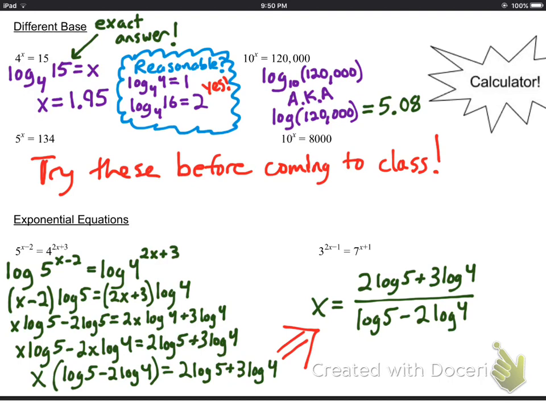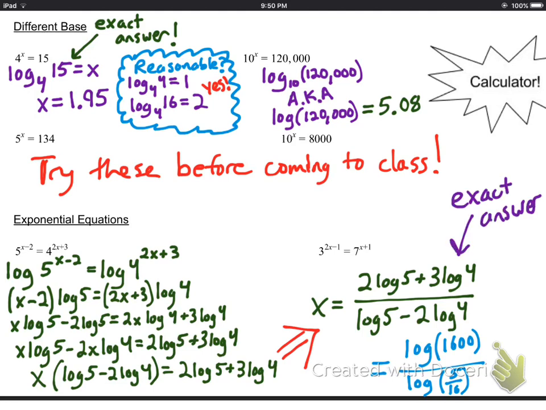Now there is a nicer way to write it. Again, using the log rules, we can condense this and make it a little prettier. Log of 1600 over log of the fraction 5/16. I'll leave it to you to see why those are equal, but you could probably figure that out on your own. Now, that would be the exact answer. Okay, if I ask for the exact answer, and if I ask you to round it, you can type all of that in a calculator, and you should get about -6.34. All right. Again, if you have any questions on these steps, ask me in class.